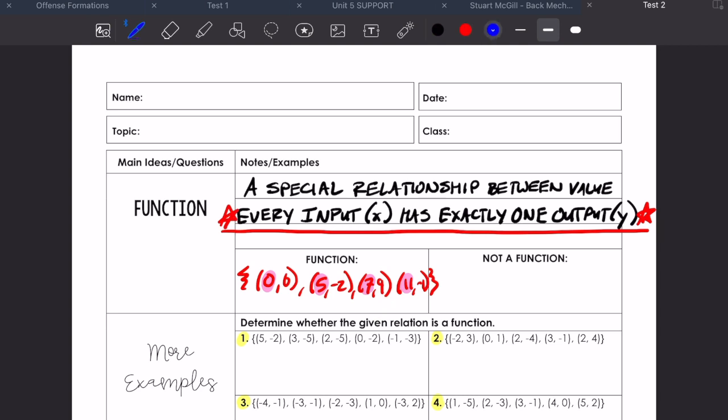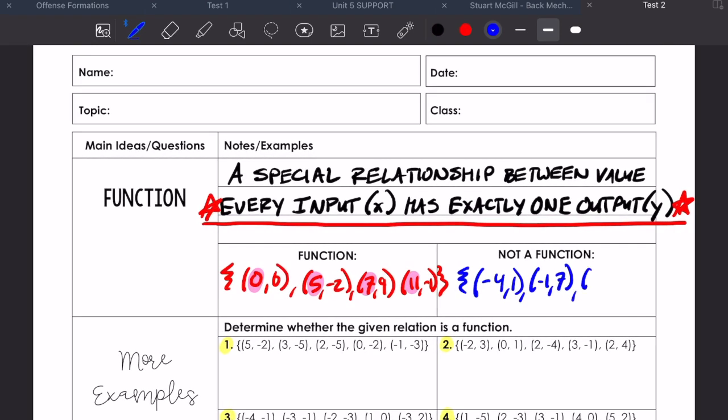And then the same thing goes on the other side, except if I wanted to see a relation that looked like it was not a function, I have a set of these ordered pairs. So let's do them. I have (-4, 1). I have (-1, 7).